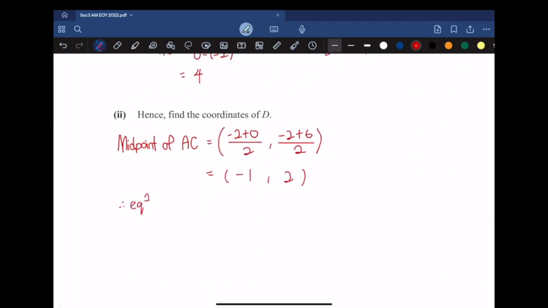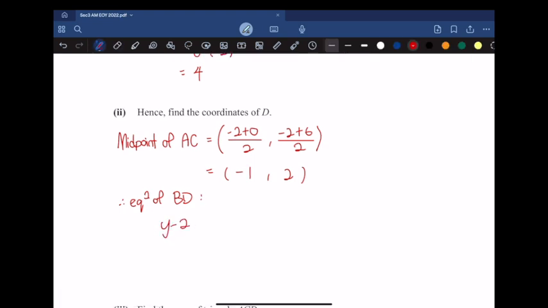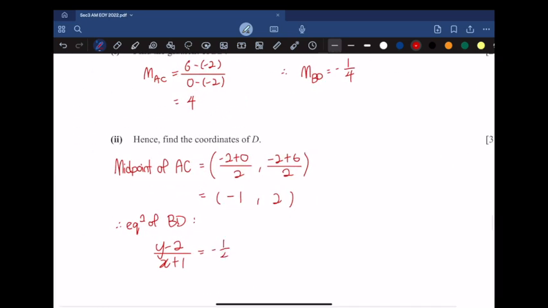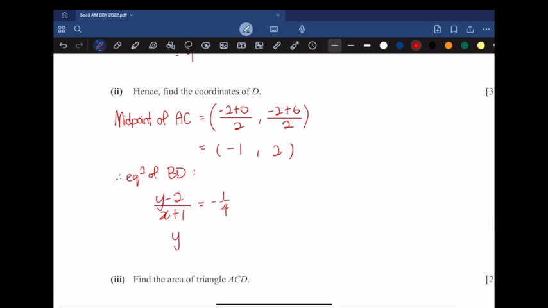Therefore, the equation of the line BD can be found using the general formula: y minus 2 over x minus negative 1, which is x plus 1, equals the gradient, which is negative 1 over 4. So y minus 2 equals negative 1 over 4 x minus 1 over 4. Y is equal to negative 1 over 4 x minus 1 over 4 plus 2, and 2 minus 1 over 4 will give me 7 over 4.